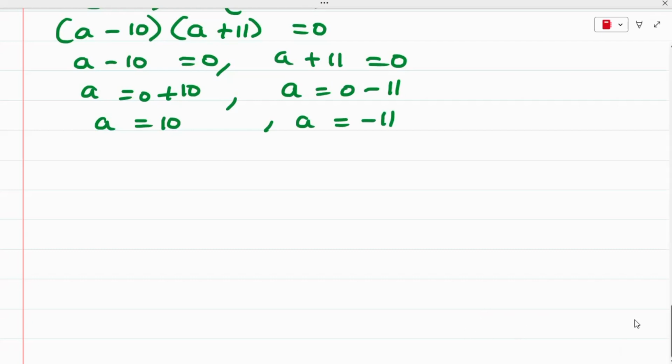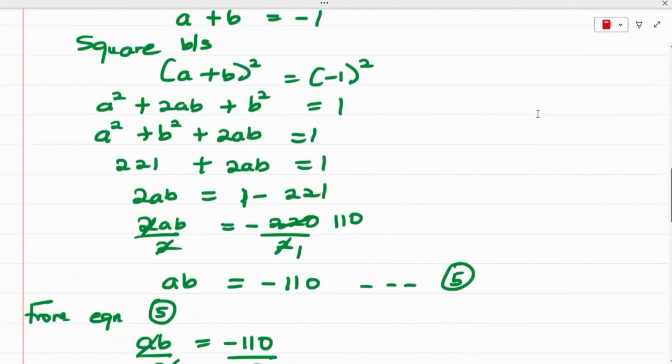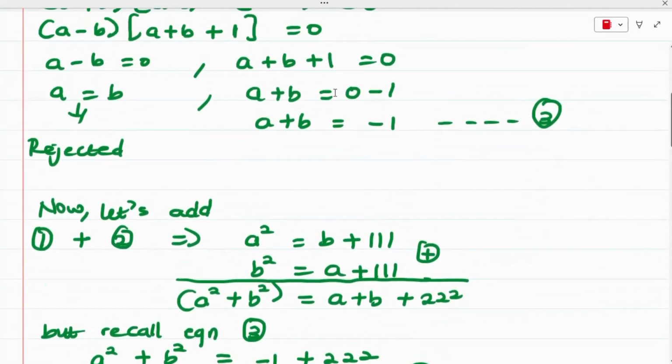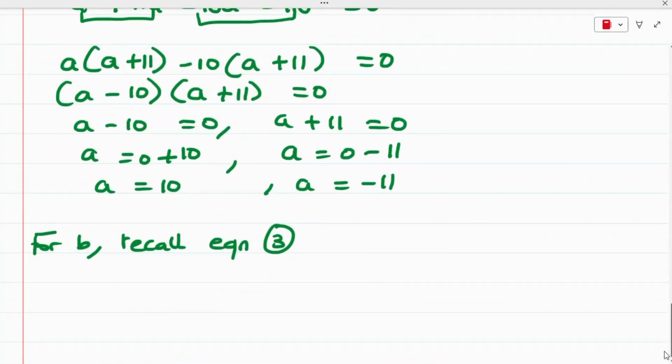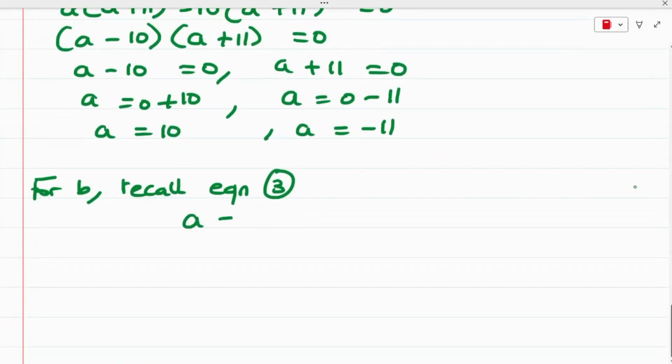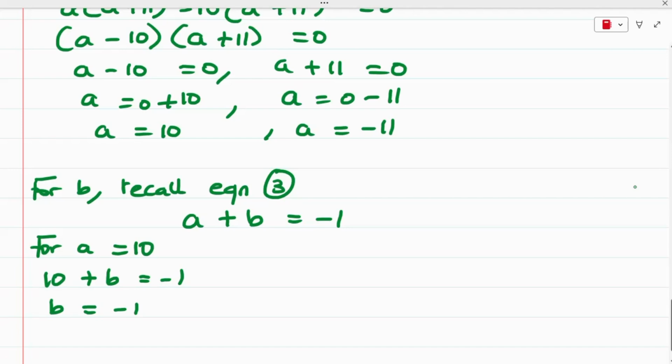So guys, in order for us to find the values of b, we are going to recall equation 3, which is given to us as a plus b equals minus 1. So we have that a plus b is equal to minus 1. For a equals 10, we have 10 plus b is equal to minus 1, b is equal to minus 1 minus 10, and b is equal to minus 11.